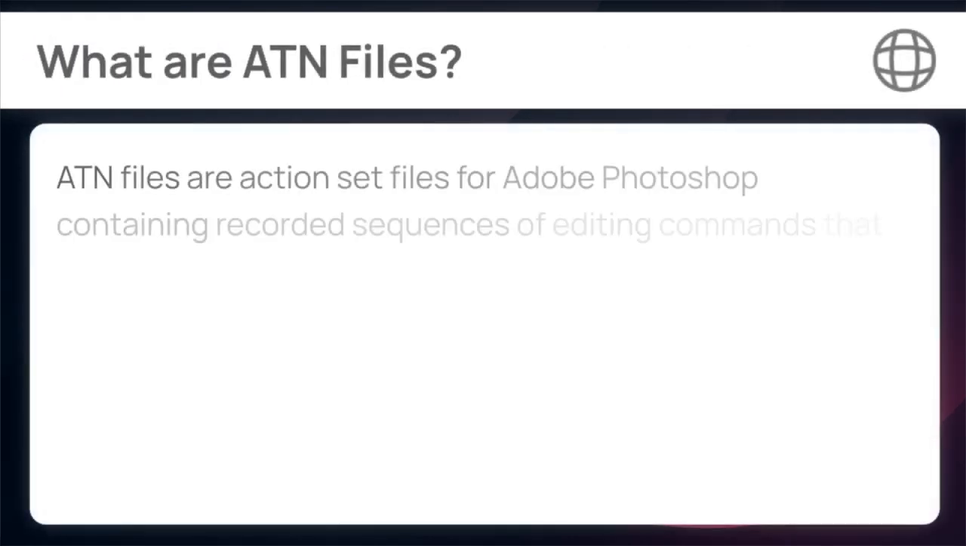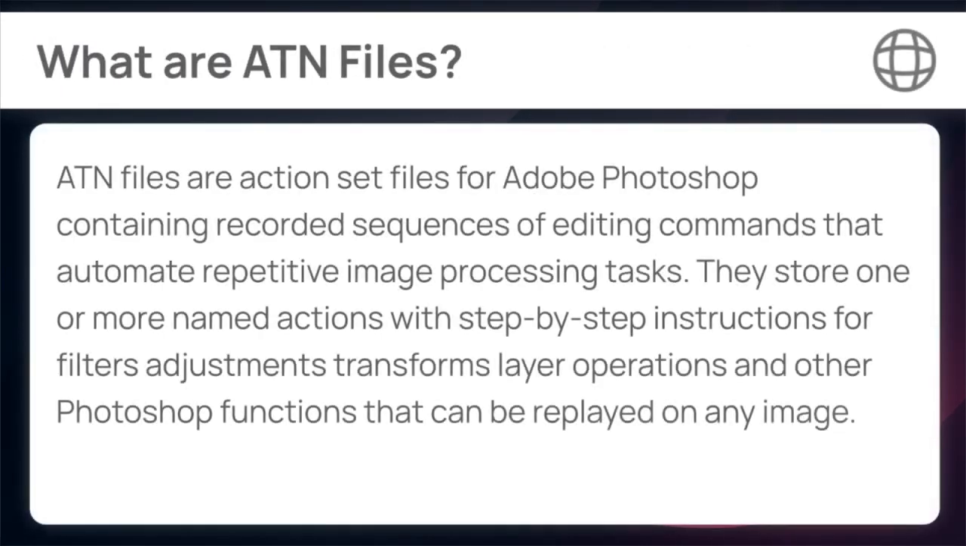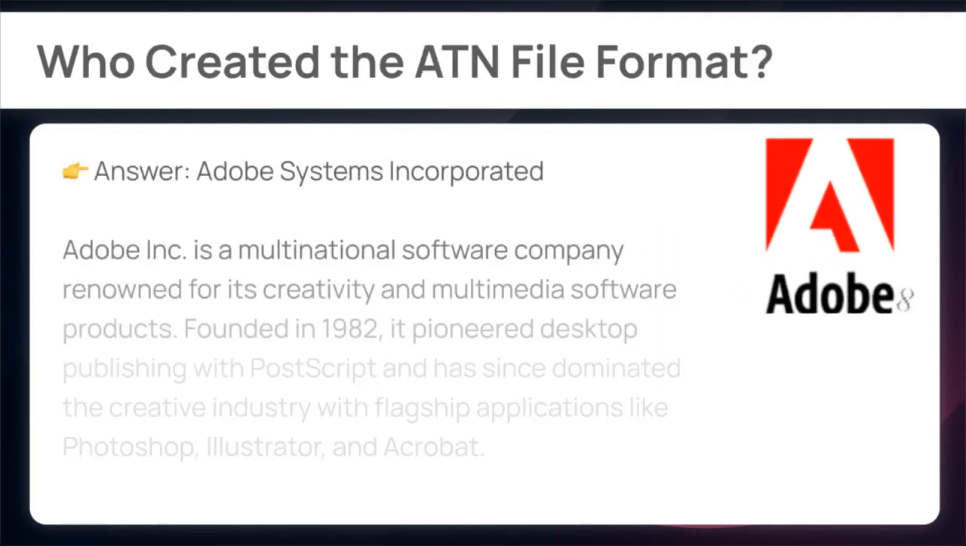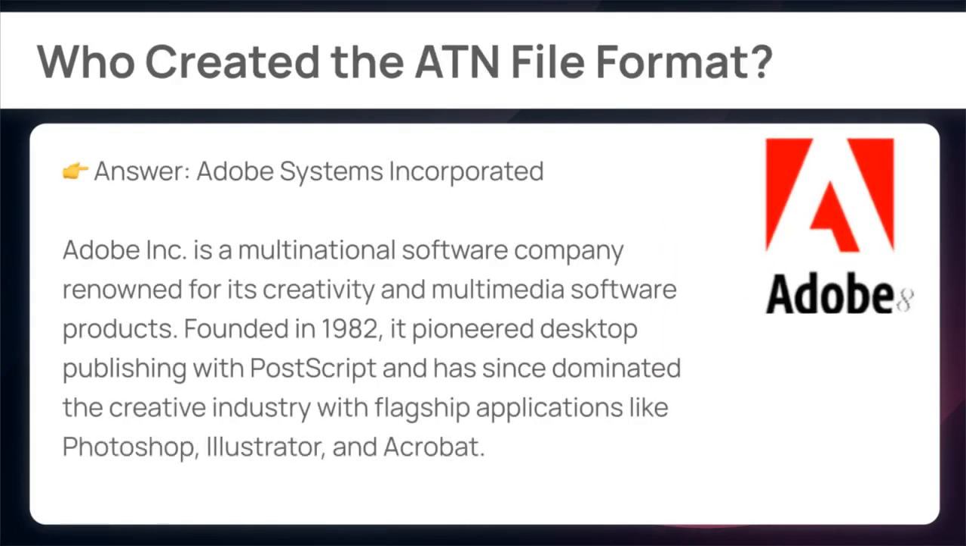ATN files are action set files for Adobe Photoshop containing recorded sequences of editing commands that automate repetitive image processing tasks. They store one or more named actions with step-by-step instructions for filters, adjustments, transforms, layer operations, and other Photoshop functions that can be replayed on any image.